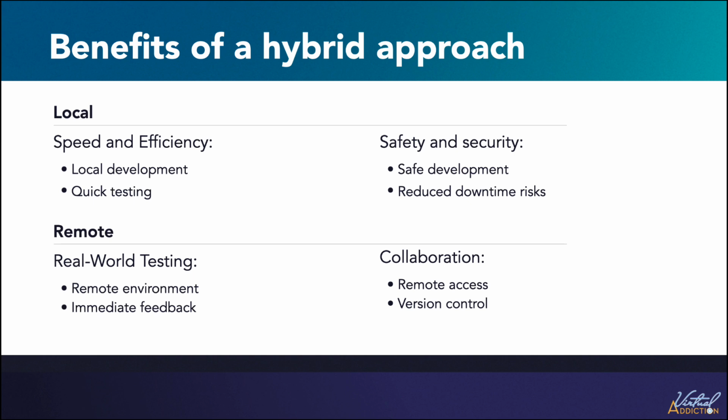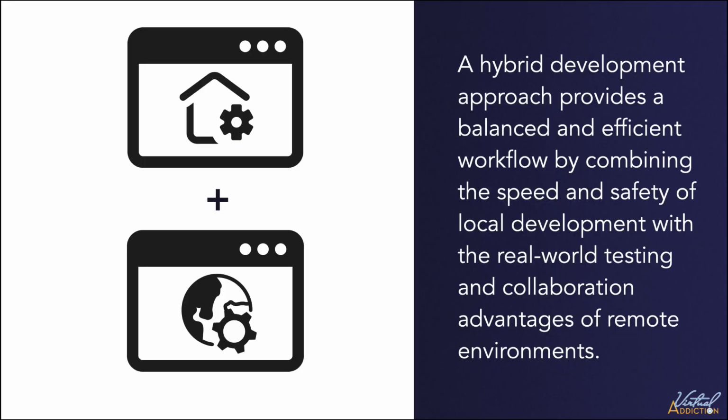Sometimes you may use version control systems like Git to manage code changes and ensure consistency between local and remote environments. Both local and remote environments have their advantages and disadvantages. A hybrid approach that combines the speed and safety of local development with real-world testing and collaboration, combined with the benefits of a remote environment, is often the most effective strategy for WordPress development. This approach ensures a smooth workflow, better collaboration, and fewer surprises when deploying the site live.